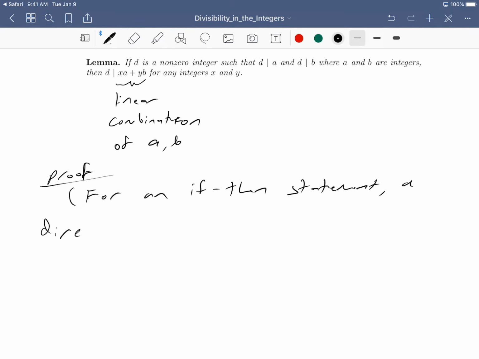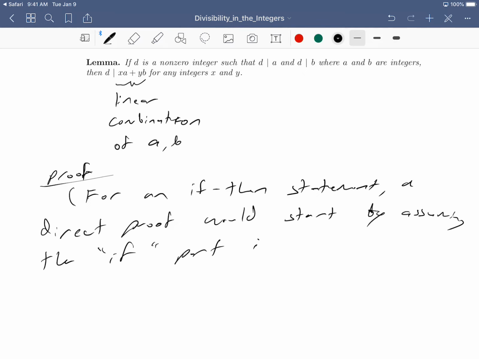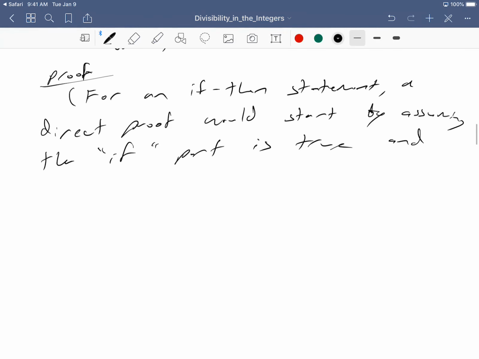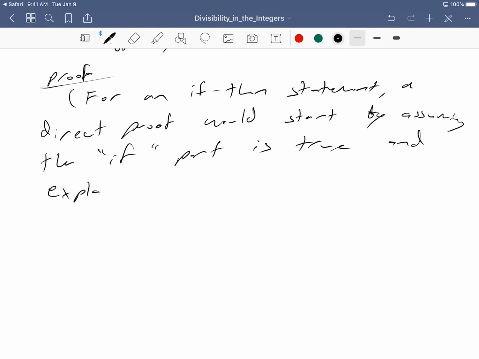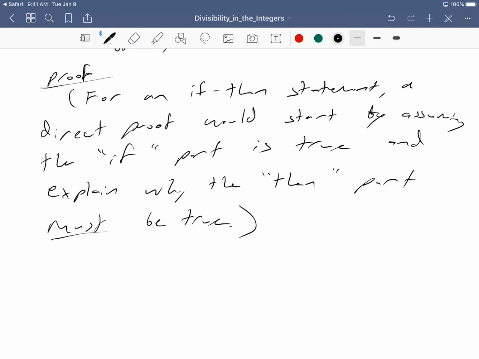A direct proof would start by assuming the if, the hypothesis. So we're going to start by assuming the if part is true, and then explain why the then part has to be true. Okay, so that's what we mean by a direct proof of a statement.